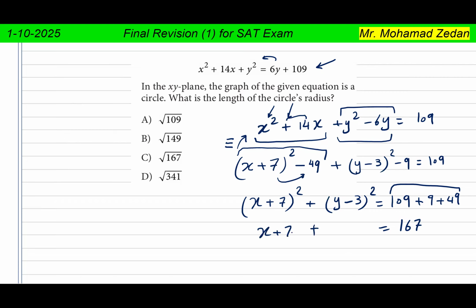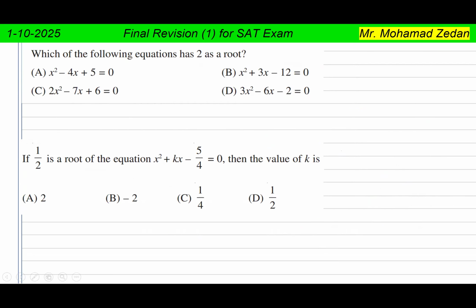Now, Muhammad, if I ask you to give me the center of this circle, what will it be? Negative 7, 3. Perfect. Negative 7, 3 represents the center of the circle, and the radius is actually square root of 167, which is an irrational number. Irrational number means I cannot write it as a whole number or even a rational number.